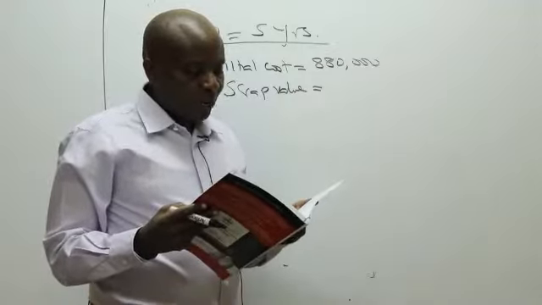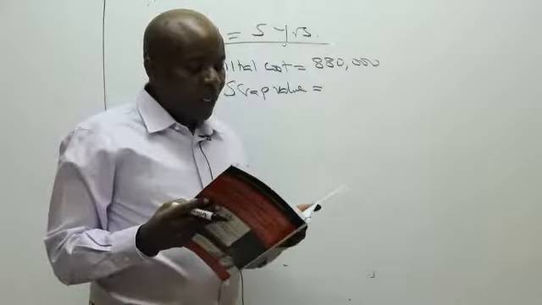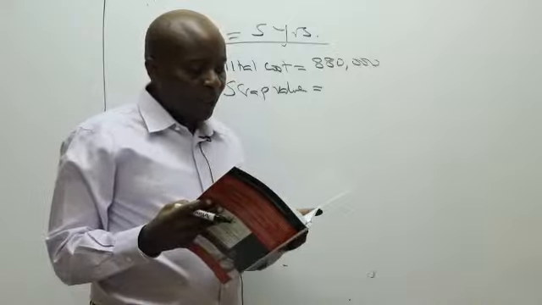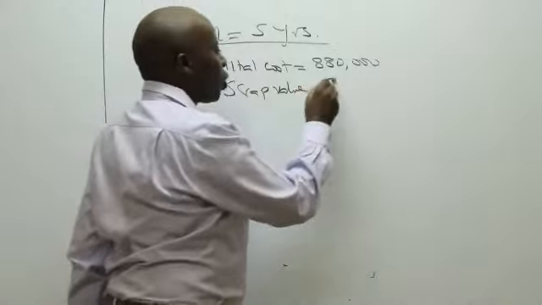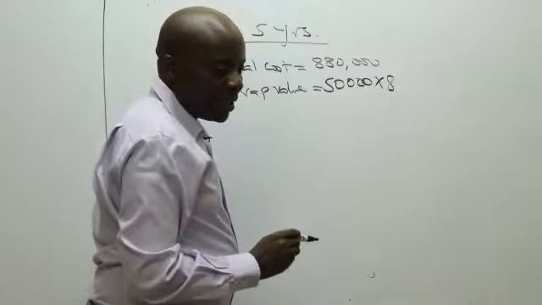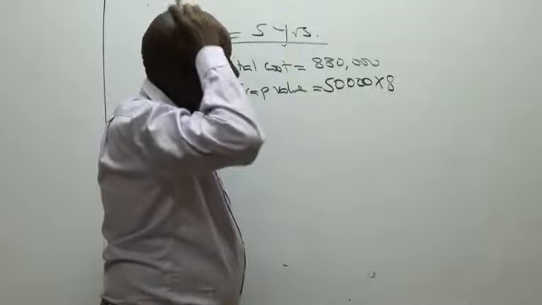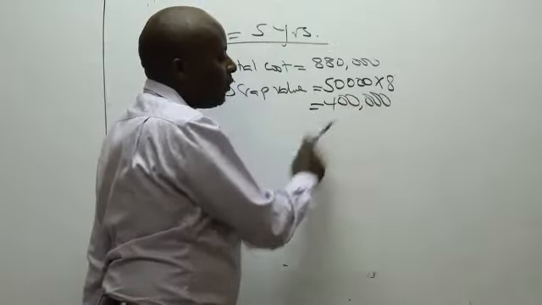If you look at paragraph number 4, the marketing manager, on the other hand, argues that the company needs the computers for only 5 years, after which they can be disposed of at 50,000 each. But remember, how many are they? There are 8. So 50,000 times 8 gives me how much here, somebody? This gives me 400,000 as a salvage value.